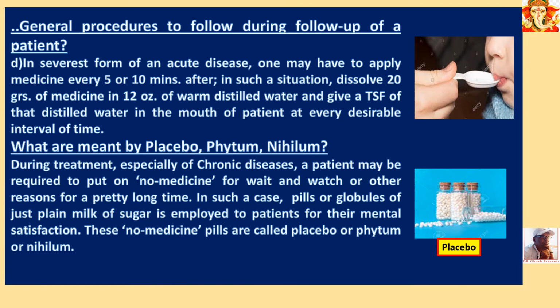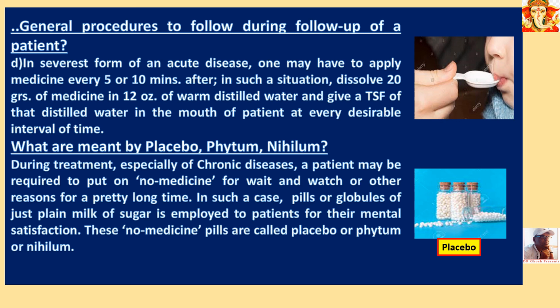D. In the severest form of an acute disease, one may have to apply medicine every 5 or 10 minutes. In such a situation, dissolve 20 grains of medicine in 10 to 12 ounces of warm distilled water and give a teaspoonful of that water in the mouth of the patient at every desirable interval of time. That is, in such a case, no direct 3 grains or 2 grains are employed. Rather, a handful of grains, that is 20 grains, is dissolved in 10 to 12 ounces of water, and that water in which the medicine is dissolved is given at short intervals.